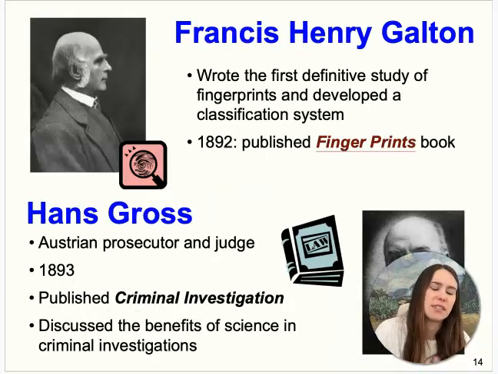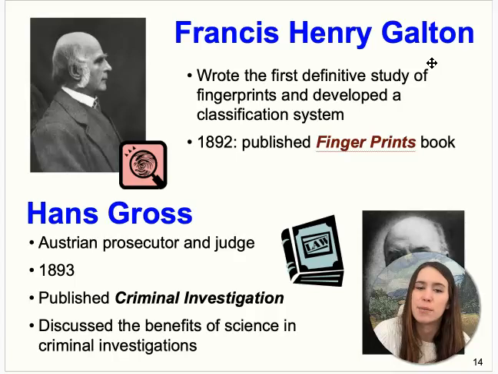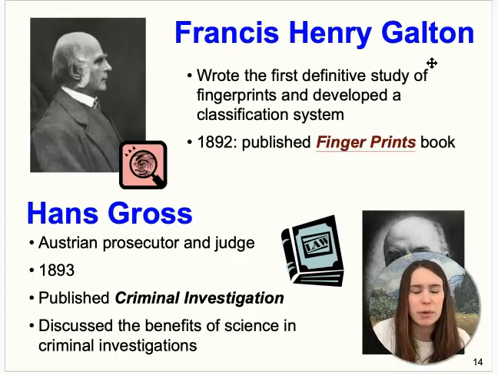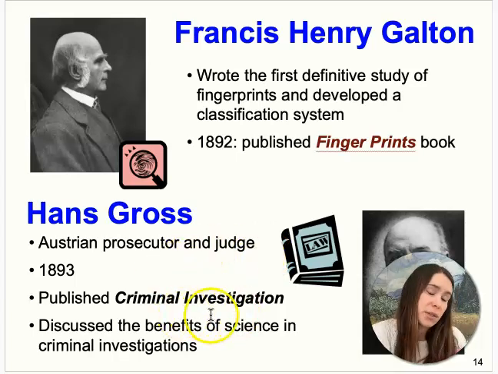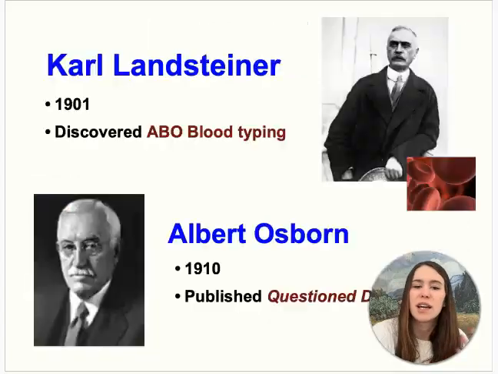So then we continue into the late 1800s. Around the time of Sherlock Holmes stories being published, we actually have Francis Henry Galton. He is not the first one to notice fingerprints, but he's the first one to realize we should classify them and we can use these for identifying people. So this is now, again, the beginning of using fingerprints in forensic science. Then we have Hans Gross, who is a prosecutor. He published a book called Criminal Investigation. He's talking about the benefits of science in forensic investigations. So it's all kind of coming together.